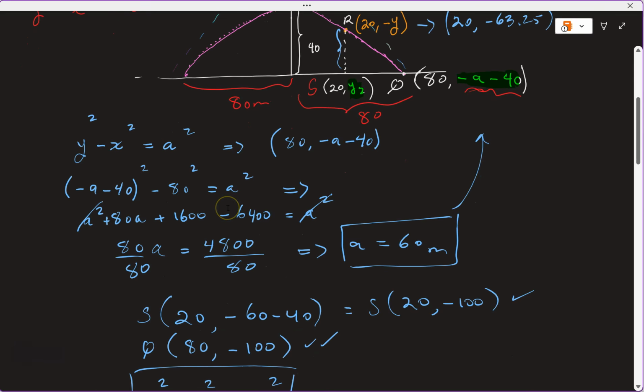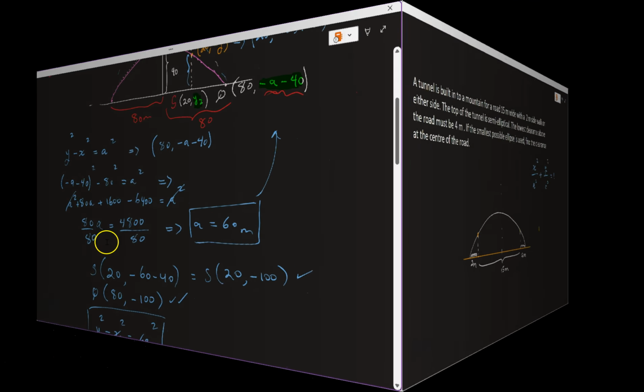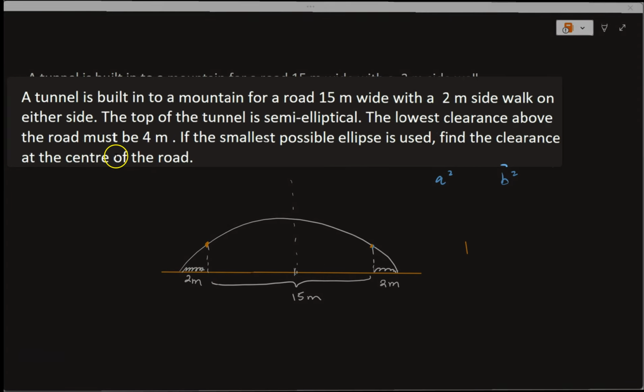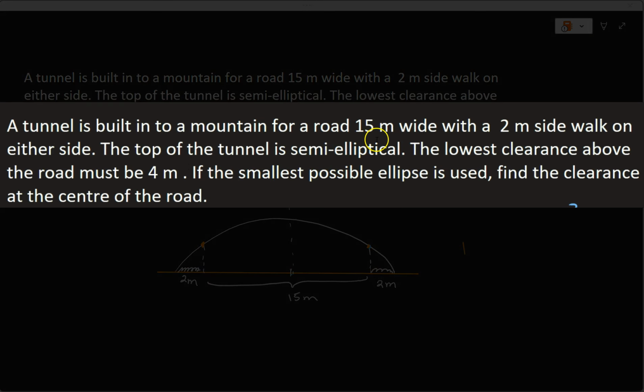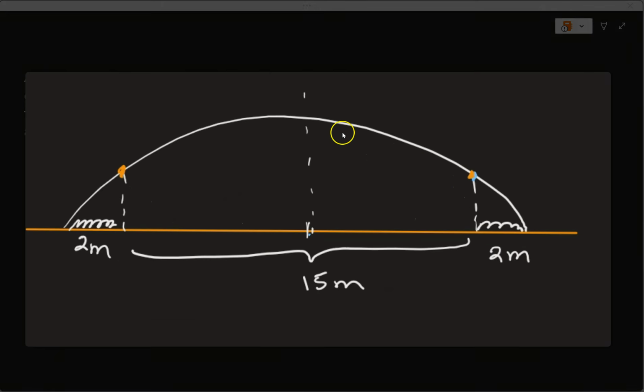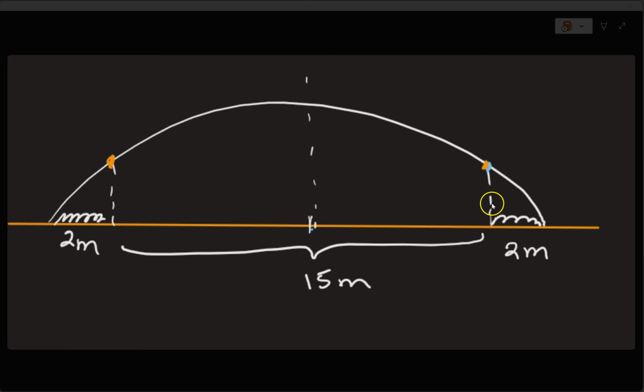Okay, next question. Here's the next question. A tunnel is built into a mountain for a road 15 meters wide with a 2-meter sidewalk on either side. So I drew this diagram here. So imagine that's a tunnel, and then this 2-meter strip right here on this side and this side, by the incoming and outgoing traffic, is the sidewalk. So the top of the tunnel is semi-elliptical. So I tried to draw a semi-elliptical shape.